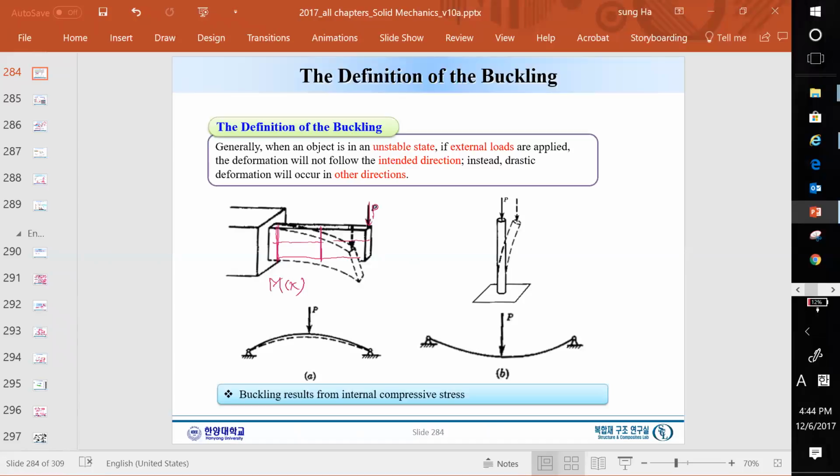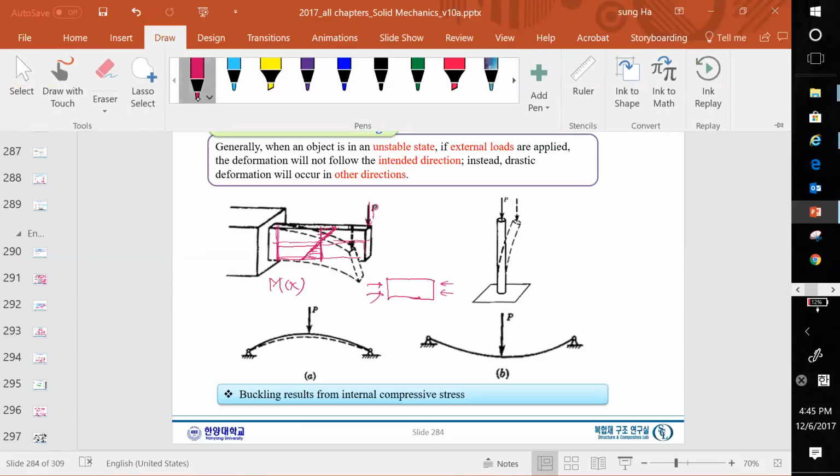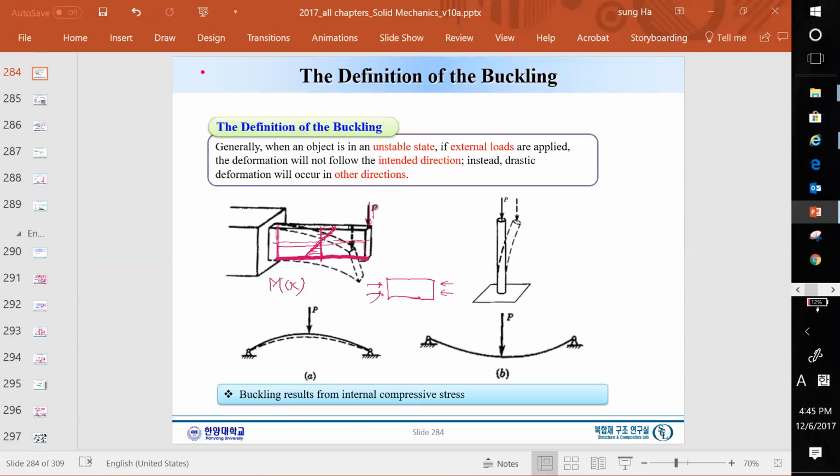In any cross section, the top is in tension and the bottom is in compression. If we look at the bottom part, there is a certain amount of compression, so the bottom part becomes very unstable. It was originally straight, but it wants to buckle. If we consider only the bottom line, it is subject to compression and simply moves to a different position, which is the typical behavior of buckling.